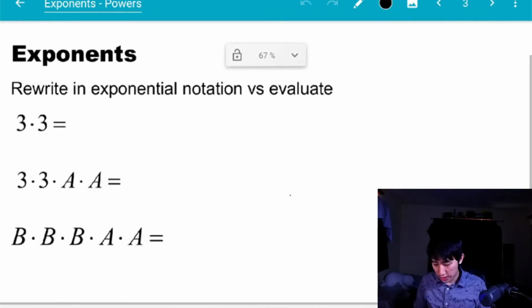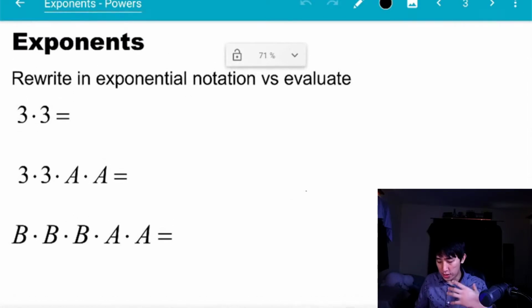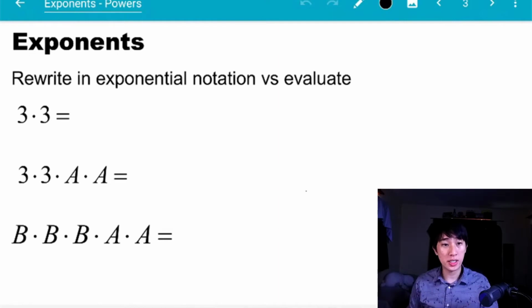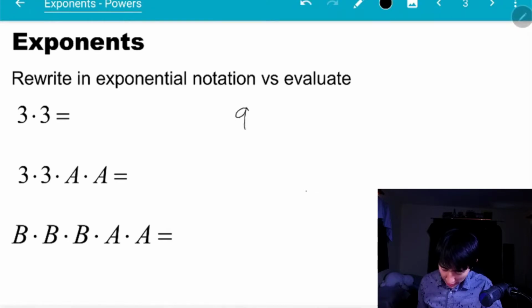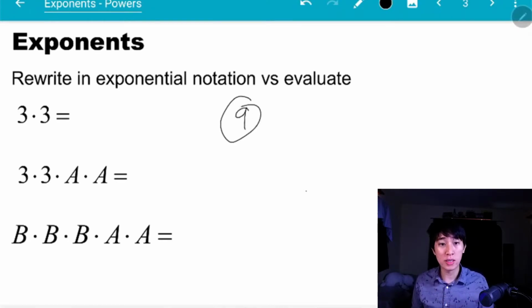So moving on, let's do a couple more problems. It says rewrite in exponential notation versus evaluate. That requires us to know what it means to be in exponential notation versus what it means to evaluate. If you remember, evaluate means do the math. So what's 3 times 3? That's going to be 9. That's the evaluated version, because we're saying what's 3 times 3? It's 9. We just do the math. 3 times 3, though, is also 3 to the second power.